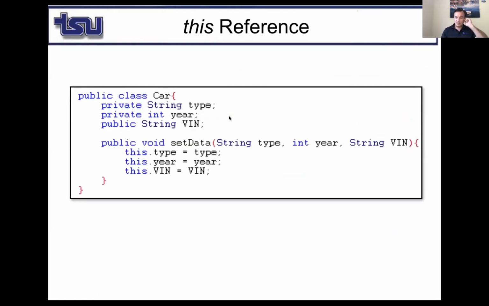Okay, this is a very simple example. Similarly, you see I have type, year, VIN for object Car, but setData is a method. It also has type, year, VIN. So in order to distinguish this type from this type, I use this reference. From this year, that means I take this one and assign it to this. I take type and assign it to this. I take VIN and assign it to this, okay? If I didn't have this, it would be totally meaningless. I would assign type to type again. That means this type will be assigned to itself.